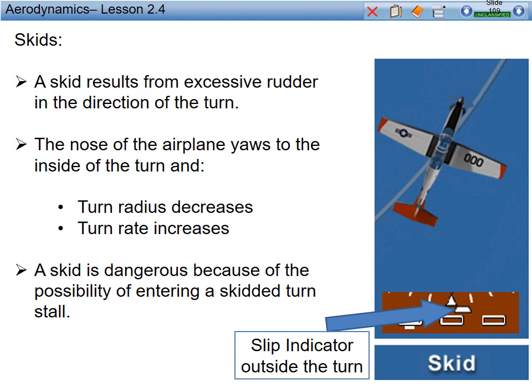Skids are a result of excessive rudder in the direction of turn. The nose of the airplane yaws to the inside of the turn, which will cause turn radius to decrease while turn rate increases. A skid is dangerous because of the possibility of entering a skidded turn stall, in which the fuselage blocks all good air from the inside wing, causing the inside wing to stall while the outside wing continues flying.